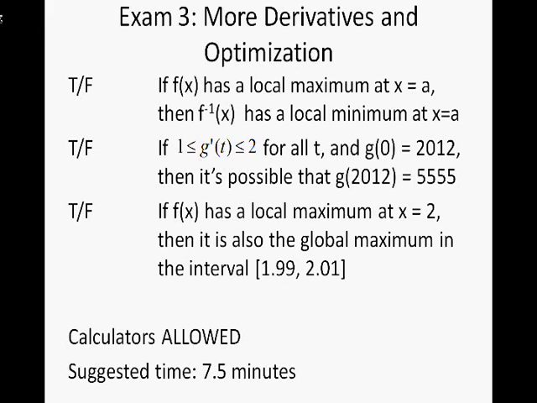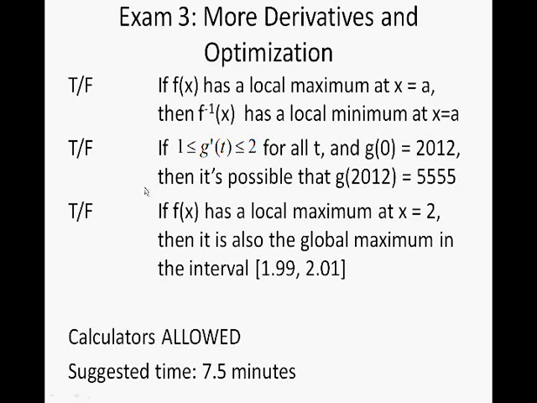So here's the first one. If a function, f of x, has a local maximum at a certain value of x equaling a, then the inverse function of x has a minimum at that point. Is that true or is that false?